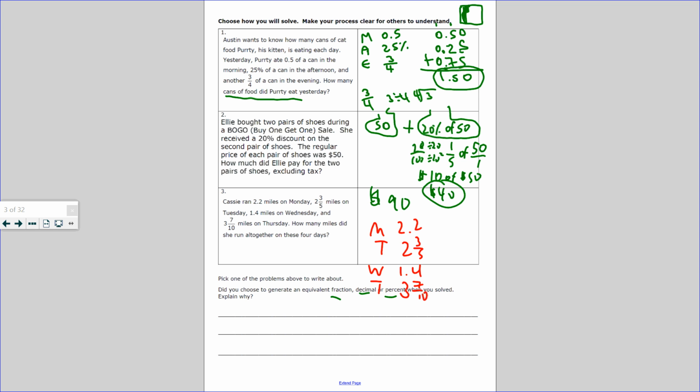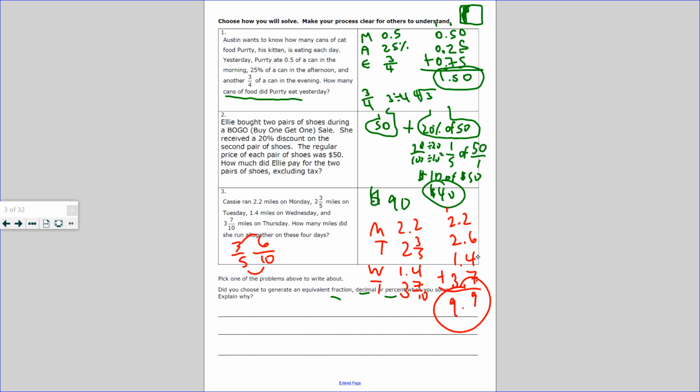Do you want to work with fractions, decimal, percent? I want to work with fractions. 2.2. 2 3/5. What is 3/5? If I do 3 divided by 5, or build this to a 10 times 2, that's 6/10. 2 6/10. 1 4/10. 3 7/10. Well, 2.2 is already written in place value. If I add up 2 2/10, 2 6/10, 1 4/10, 3 7/10, that's 6 plus 4 is 10, 17, 18, 19. Carry the 1. 2, 2, 4, 5, 6, 7, 8, 9. It is 9.9.